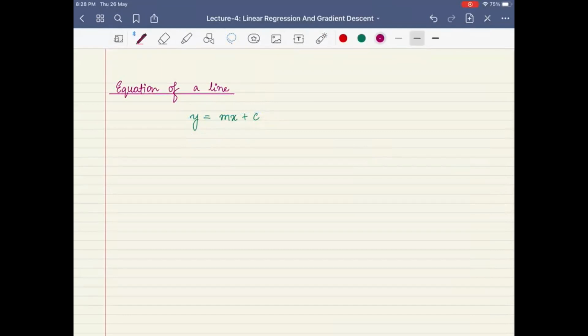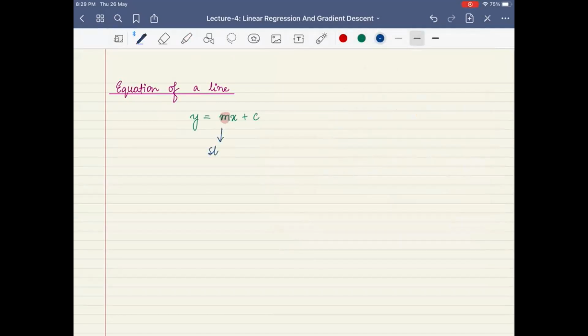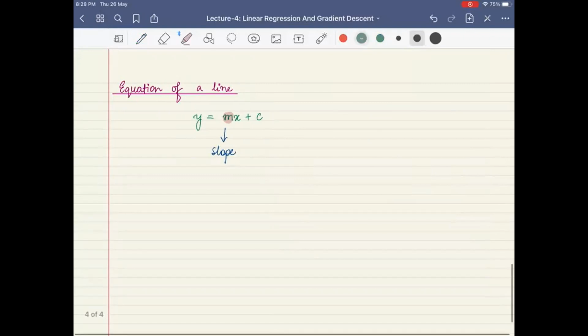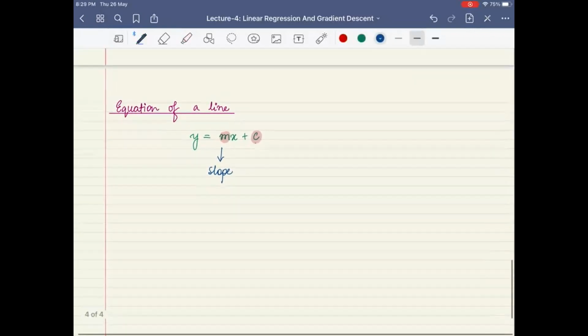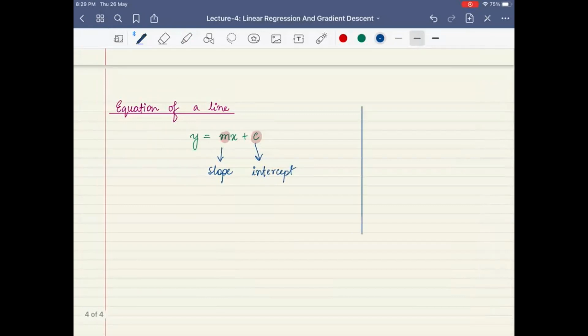Equation of a line is y equals mx plus c, where m is the slope and c is the intercept. I'll tell you what slope is and what intercept is. So let's draw a line.